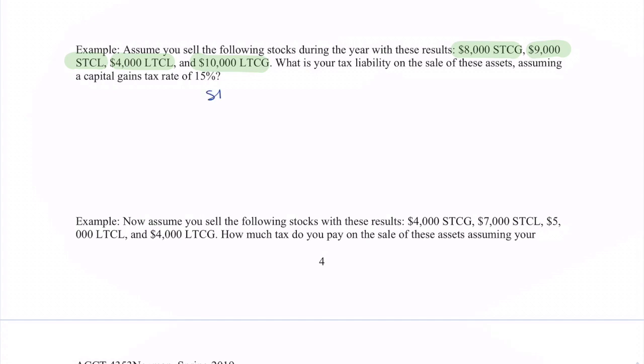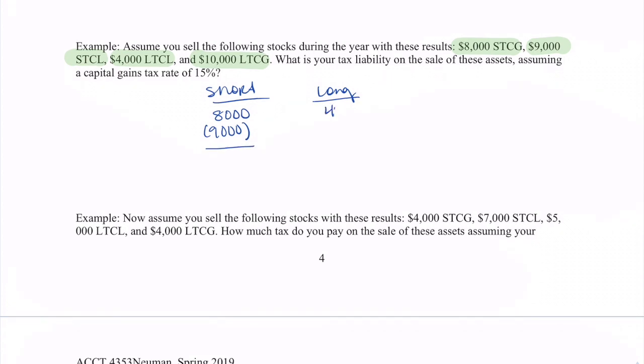We want to put the short together and then the long together. So we have short, which is an $8,000 gain and a $9,000 loss. And then for the long, we had a $4,000 long-term capital loss and a $10,000 long-term capital gain. So you put the short with the short and the long with the long, and you end up with a $1,000 short-term capital loss and a $6,000 long-term capital gain.